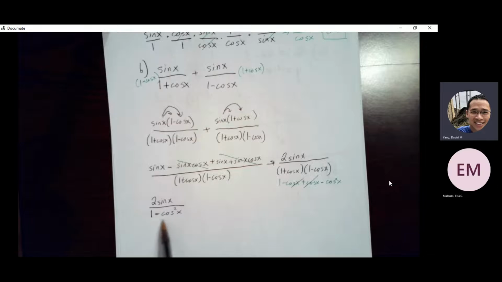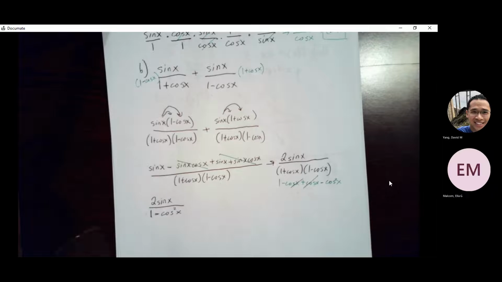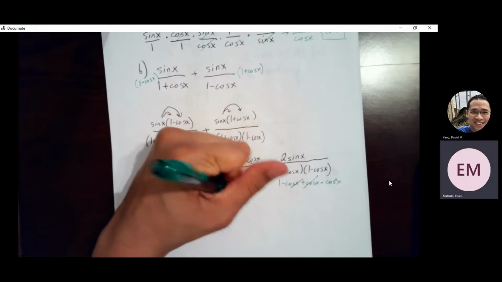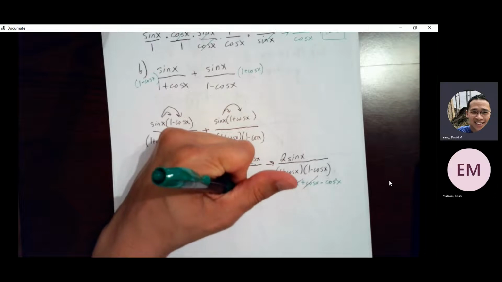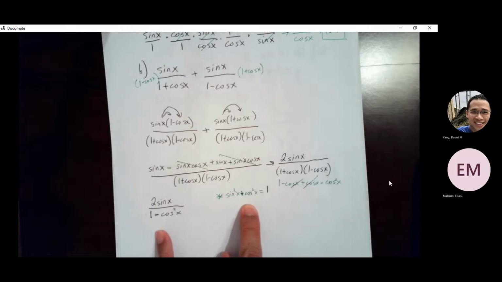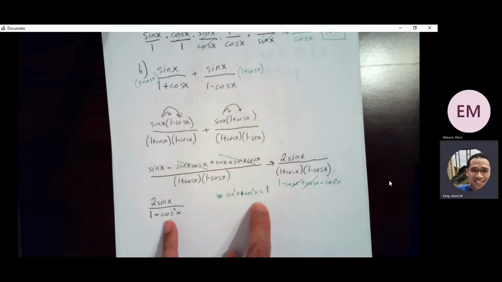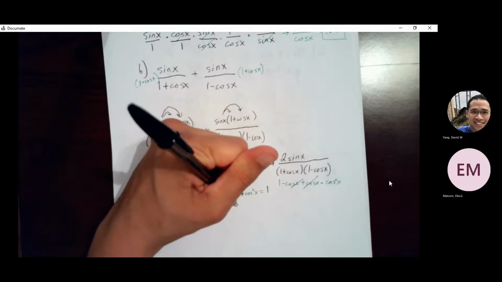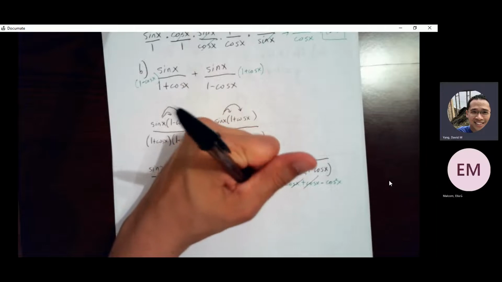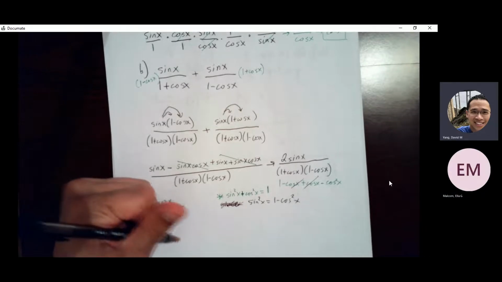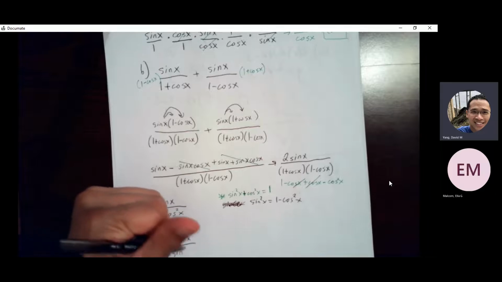Does this remind you of anything? 1 minus cosine squared x? No. There's an identity. Sine squared x plus cosine squared x equals 1. Oh. So what can I replace 1 minus cosine squared x with? Sine squared x. Yeah, so sine squared x is the same thing as 1 minus cosine squared x. We make that substitution, and we're left with 2 sine x over sine squared x.